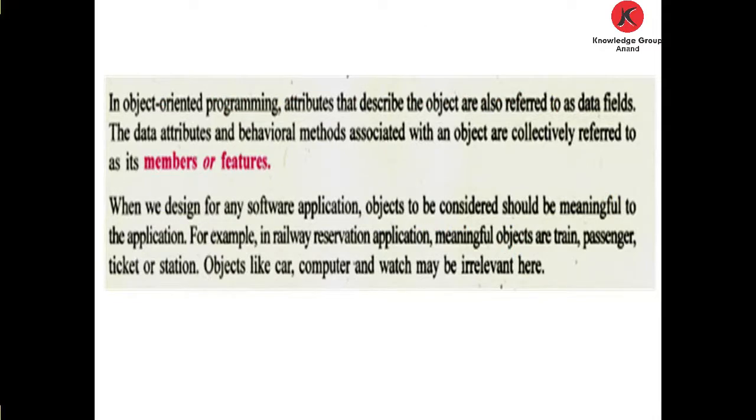In object-oriented programming, attributes that describe the object are also referred to as data fields. The data attributes and behavior methods associated with an object are collectively referred to as its members or features. When we design any software application, the objects to be considered should be meaningful to the application. For example, in a railway reservation application, meaningful objects are train, passenger, ticket, or station. Objects like car, computer, and watch may be irrelevant here.